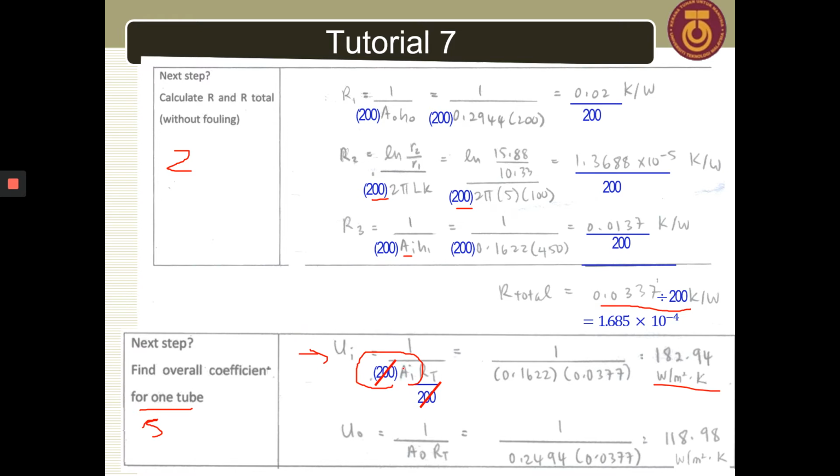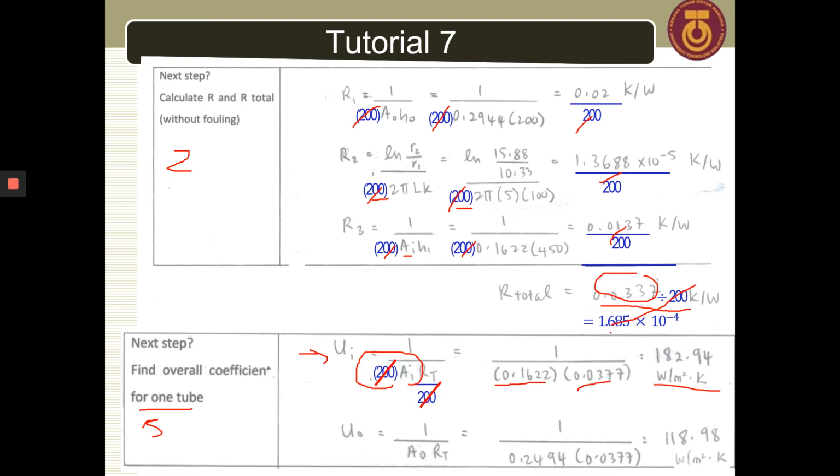So if you want to calculate A here, you just take the area for one tube. Same goes for the R. In order to do that, for the resistance here, you don't need this 200, right? You don't need this part. If you don't consider this part, this should be your answer, 0.0337. Okay, this should be your answer if you use the area for one tube.